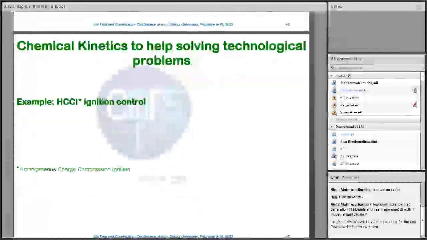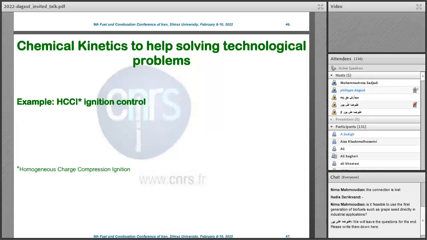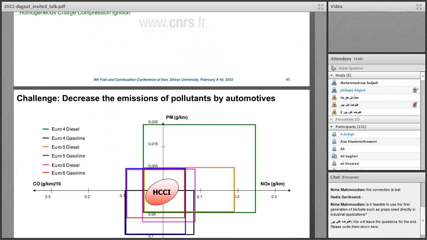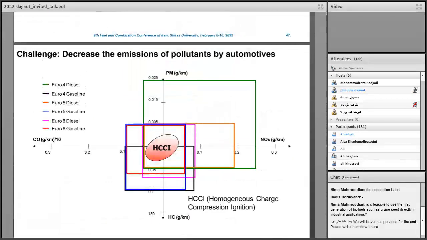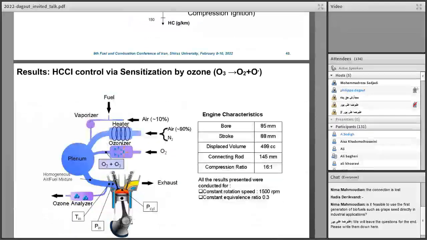So, as I said, there are technologies which could be used to solve some of the problems associated with fuel consumption or emissions, but also chemical kinetics can help solving technological problems. And I want to show you an example with HCCI experiments, ignition experiments. So HCCI is considered to be one solution for the reduction of NOx, particulates, unburnt hydrocarbon, and CO emissions.